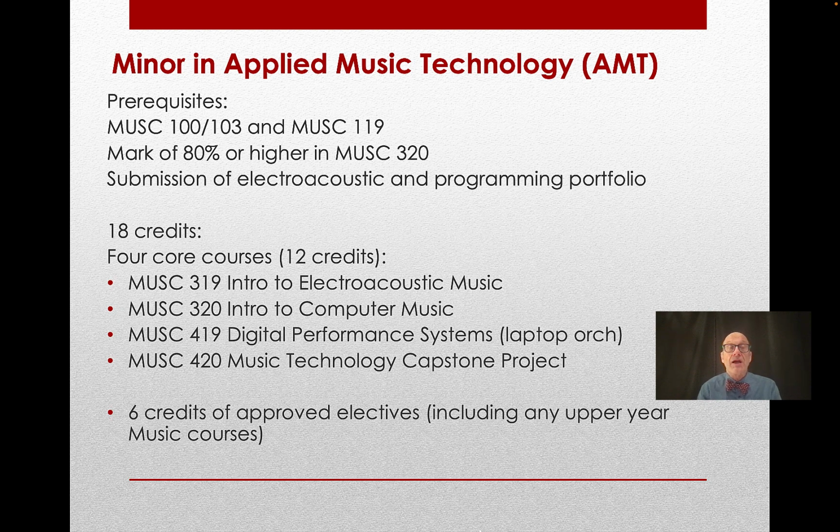So for the minor in applied music technology, you have to have a first-year music theory course and Music 119, those are the prereqs, and get a mark of 80% or higher, approximately. We say high standing in Music 320. And then you submit your portfolio of works from 319 and 320. So there's 18 credits, 4 core courses, and then 6 courses of approved electives. If you're in music, you've covered your electives because we double count 3rd and 4th year courses for those 6 credits.